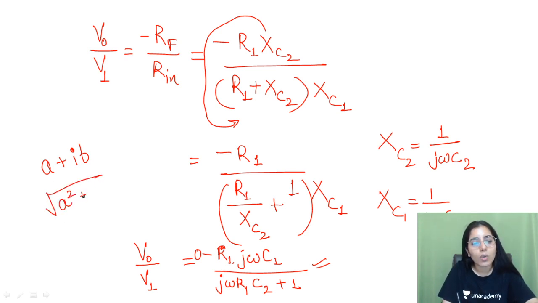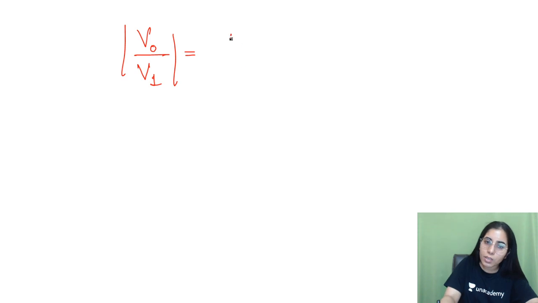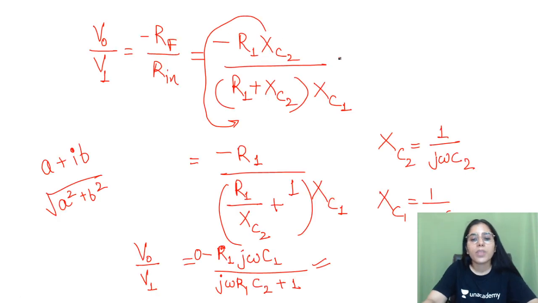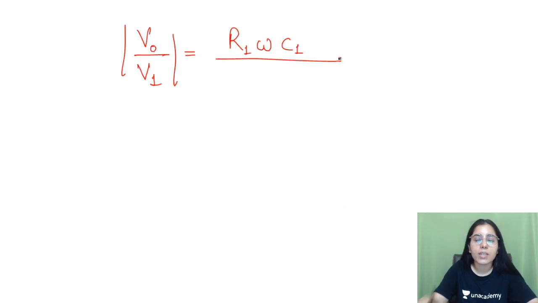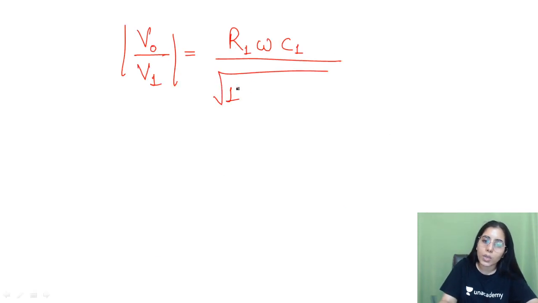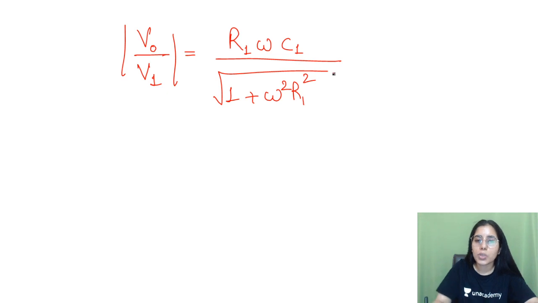It will be root of A square plus B square, but A is 0 here and B is minus R1 omega C1. We don't take iota, similarly we will not take j here. So we will get just R1 omega C1 from the numerator part. Clear? Upon, from the denominator, we have root of 1 plus omega square R1 square C2 square. Clear?